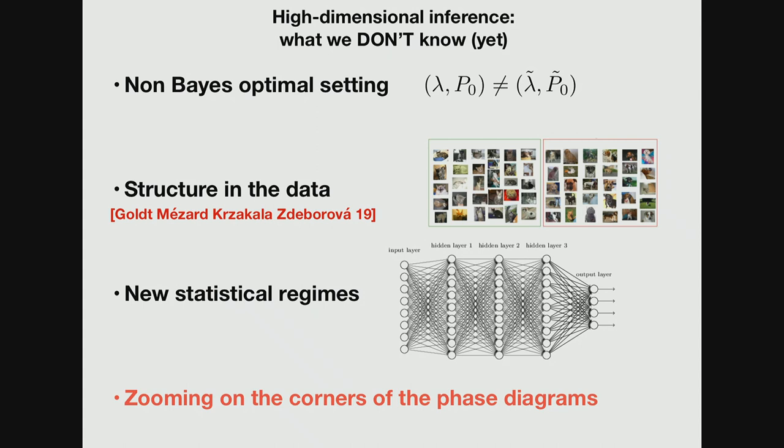So what does it mean? These different results that I've told you about, we know everything in the sense that we can compute things rigorously, we have algorithmic guarantees and so on and so forth, in the case where you assume that you know how the data has been generated.